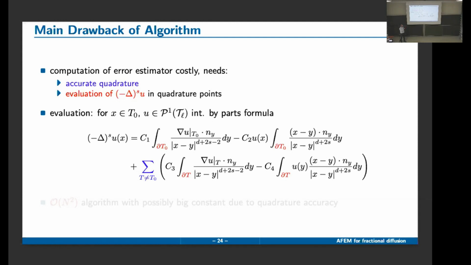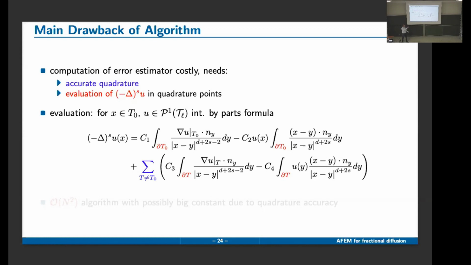Think about x being a quadrature point. Then if this is inside one element and you have a piecewise linear function, this is nothing else than an integration by parts formula. So in this sense, you write this kernel as a gradient and do integration by parts. And then you would not have integrals over t, but only over the boundary of this element. But here comes the big but.